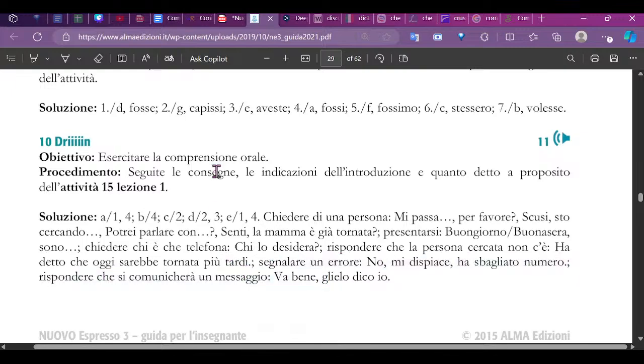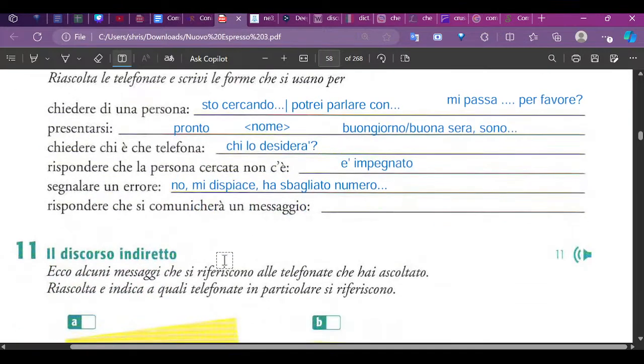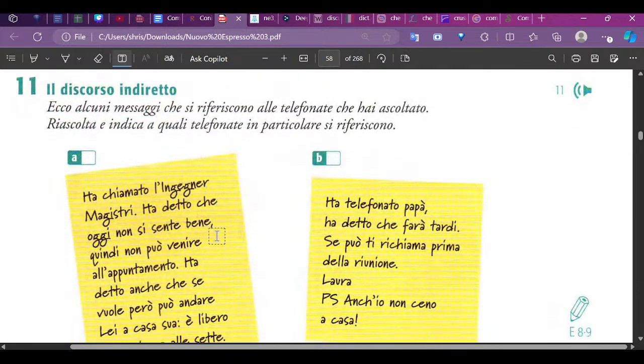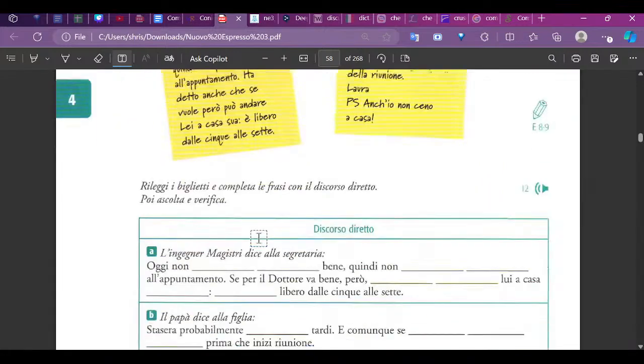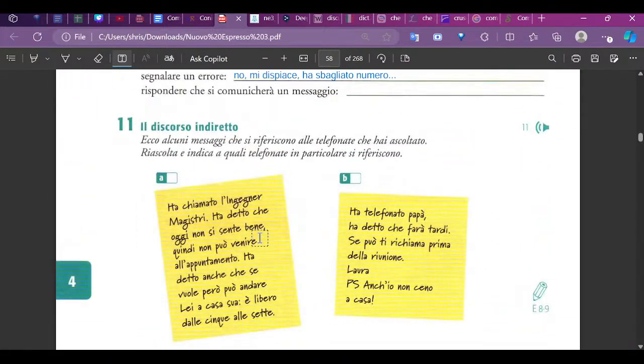Oh, I forgot this one. Ok, well, that's fine. Il discorso diretto. Ecco alcuni messaggi che si riferiscono alle telefonate che hai ascoltato. Riascolta again, ok. E indica quali telefonate in particolare si riferiscono. Ok. Okay, which telephone calls do they refer to?